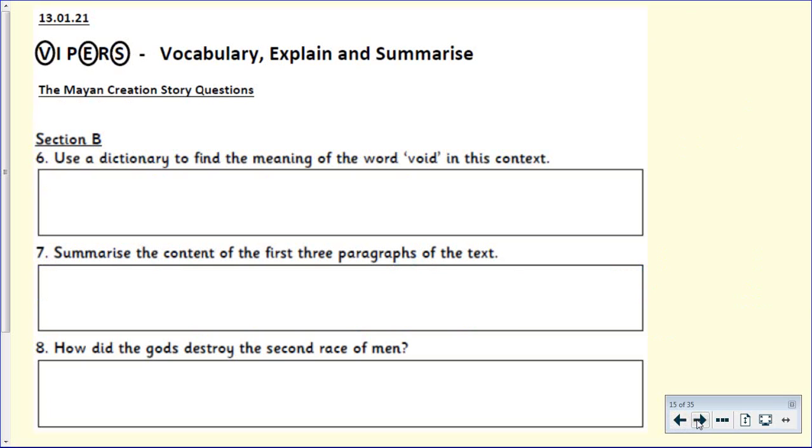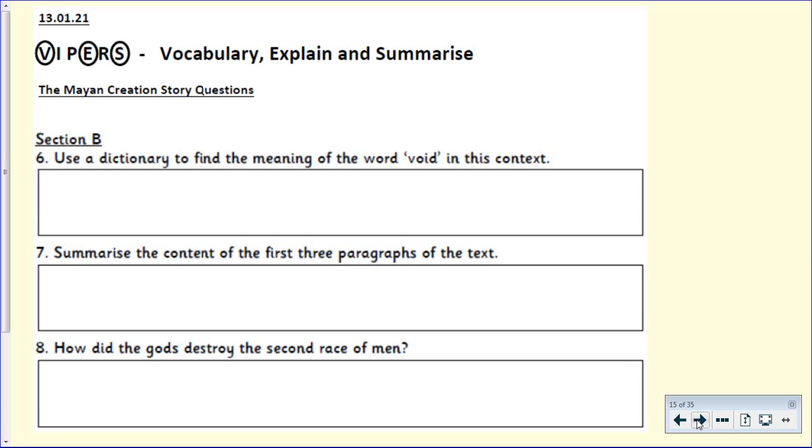Okay, these are your questions today. I think there's 6 questions. So they're vocabulary, explain, and summarize. So the first one is use a dictionary to find the meaning of the word void in this context. So you could Google it if you need to.